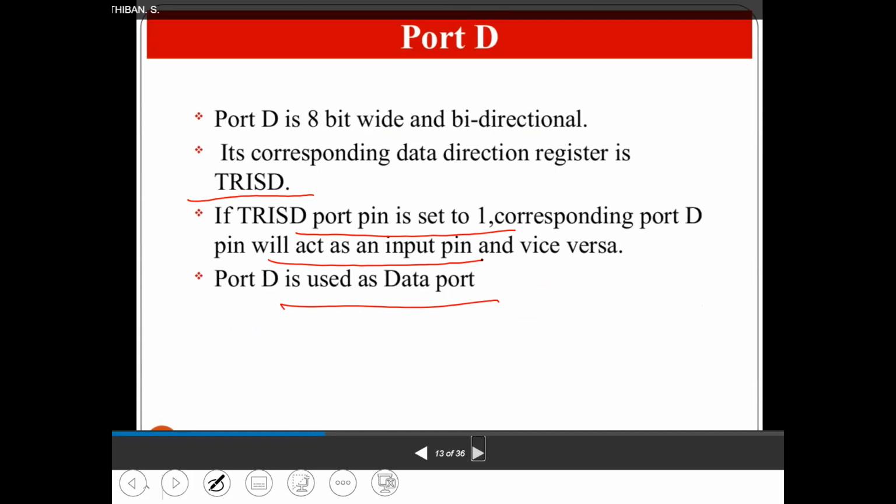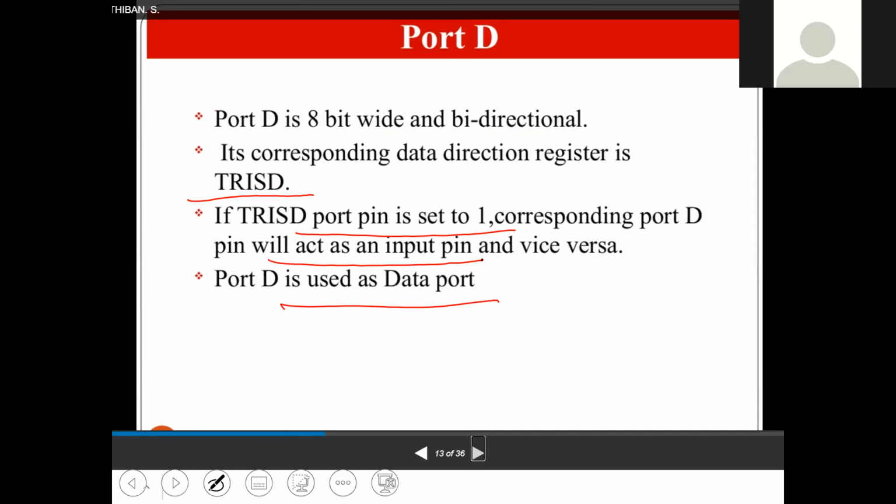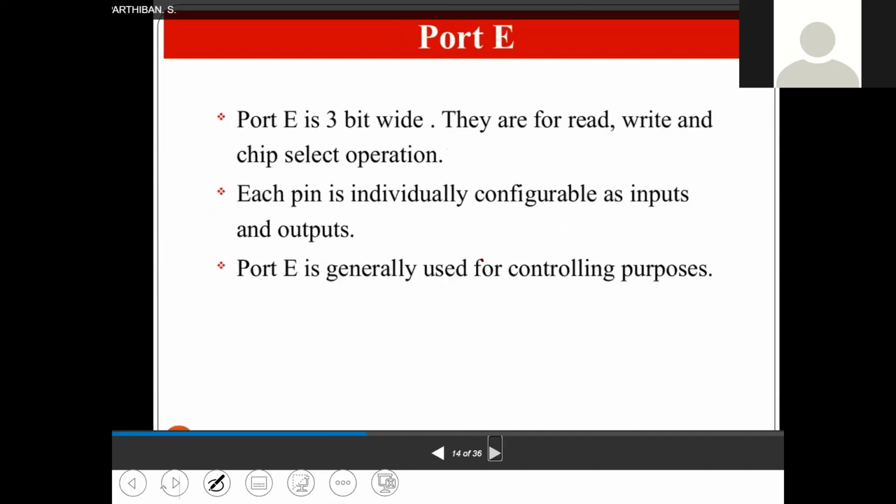So I think, even though the family of the PIC microcontroller is different, when you look at it, the working and the similarity will be the same. Port E is used mainly for read, write, and chip selection operations. Each pin can be input or output, and is used for control purposes. So read, write, and chip selection, you all know: in a PIC microcontroller, if I want to interface any other chip, to read the data or write the data, because it's 3 bits wide, this will be used.